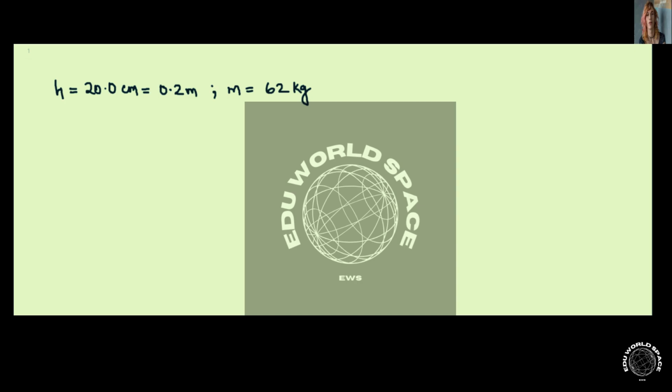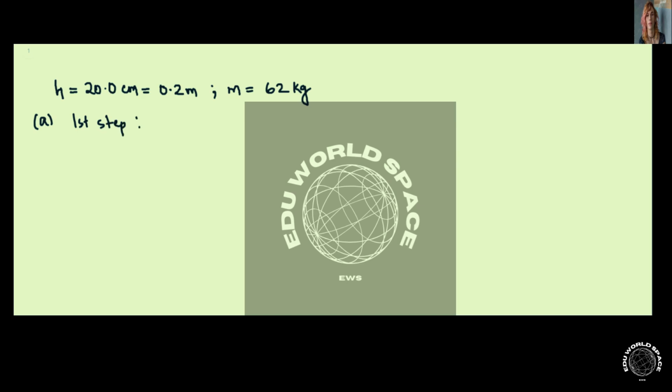So in this question, a person of mass 62 kg is standing with both feet on the same step of a flight of stairs, and the height of each step is given by 0.2 meter. And we have to find the gravitational potential energy of this person relative to the ground. So, in the first part of the question, we have to find the potential energy if the person is standing on the first step of the stair.